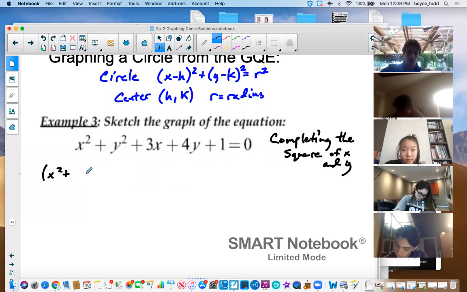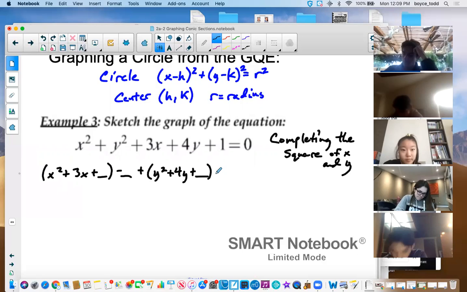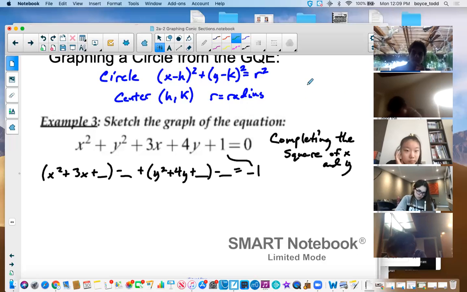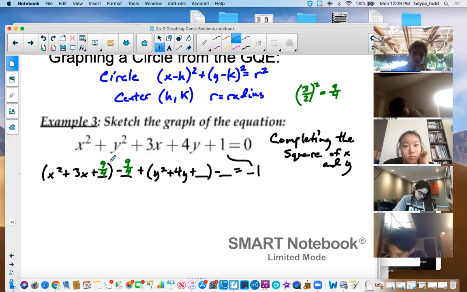I'm just going to center it at 0, 0 for any questions, but completing the square of x and y. So first thing I'm going to do is group them together. I'm going to say x squared plus 3x plus some number, and then remember, if I add the number here, I got to subtract the number here. And then I'm going to have y squared plus 4y plus some number minus that same number. And I'm going to go ahead and move the 1 over here, so the 1 becomes -1 on the other side.